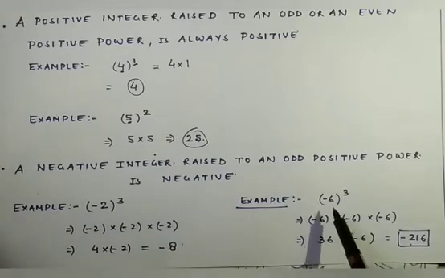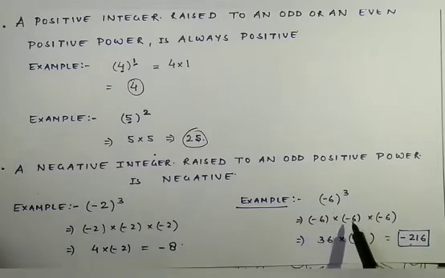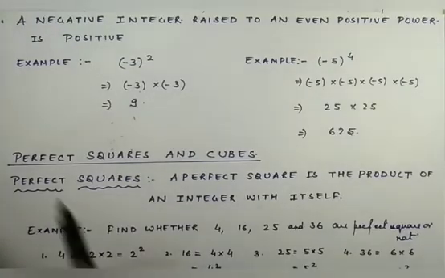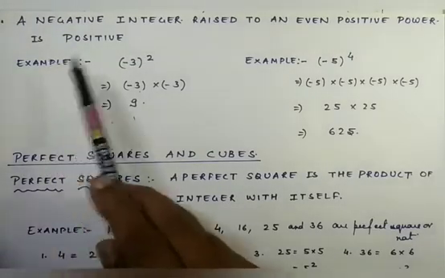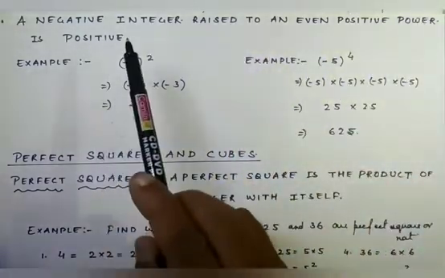Let us see another example, that is minus 6 to the power 3. So over here minus 6 is multiplied 3 times; minus minus makes plus. So 6 sixes are 36, into minus 6, that is minus 216. I hope these two topics are clear to everyone. Let us move to another topic, that is a negative integer raised to an even positive power is positive.